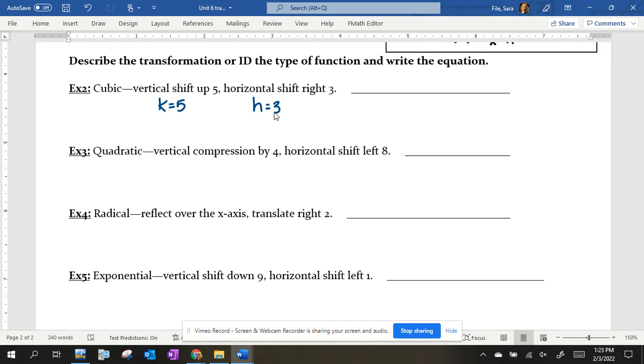Horizontal shift, that's h, is right 3. So that's 3. There is no mention of a stretch or a reflection. So a must be the understood 1. No change to a. So when I write my function, A is 1. It doesn't have to be written. It would be understood to be a 1. Okay, in my parentheses, I would have x minus h, so x minus 3. And then they said this was cubic, so this is cubed, plus k, which is 5. So this is right 3, up 5. Remember, it's the opposite operation inside.